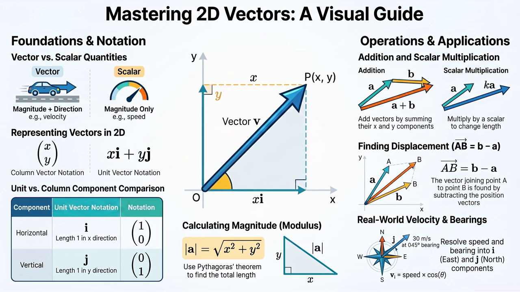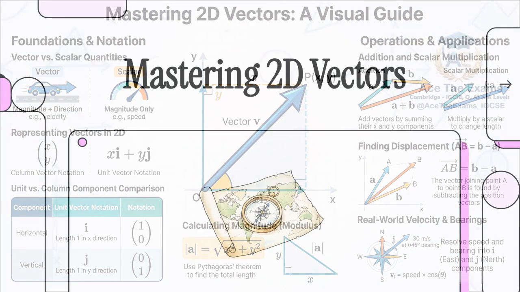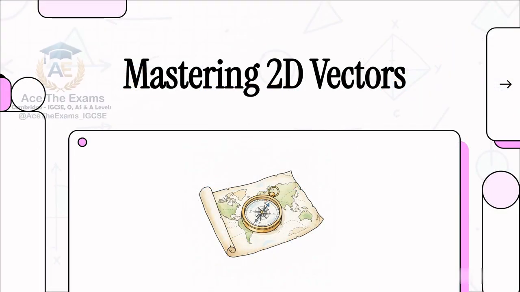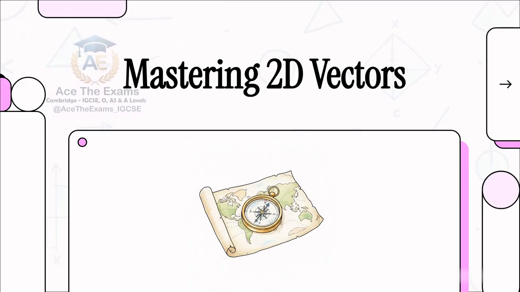Welcome to today's Explainer, where we're embarking on a high-stakes journey right into the heart of Cambridge IGCSE additional mathematics, specifically syllabus code 0606. Think of the exam hall like a Formula One racetrack. Every single second counts, and your mathematical strategy needs to be as precise as a pit crew. Today, we are mastering two-dimensional vectors.